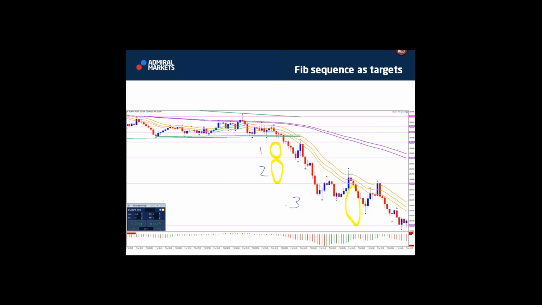So this is a Fibonacci sequence target tool. I love it. I really think it's very valuable.